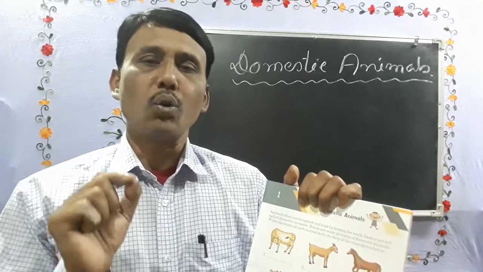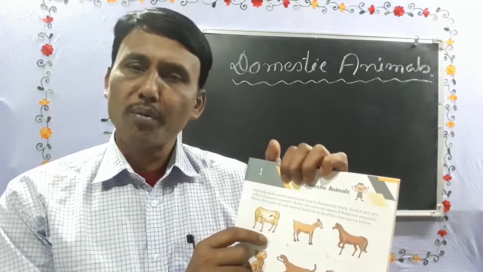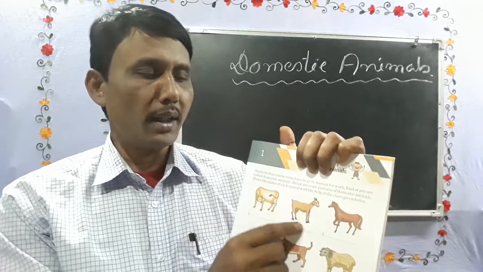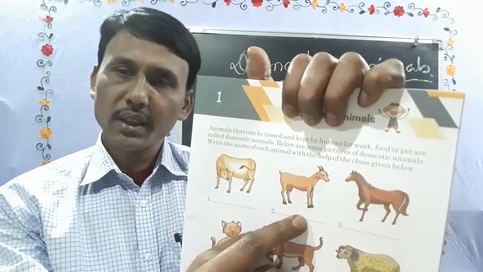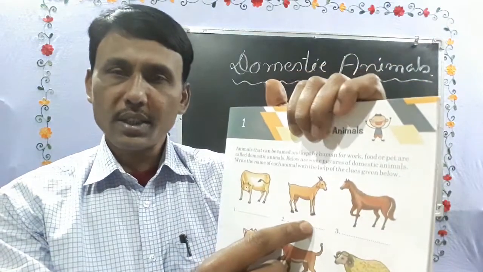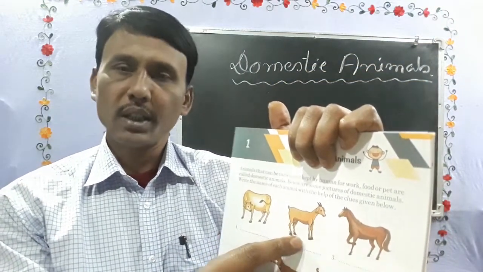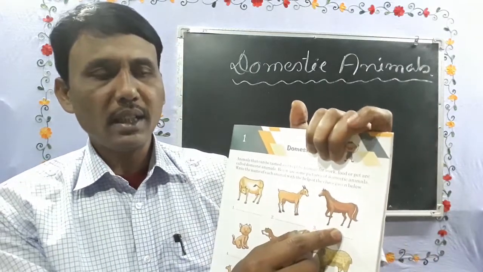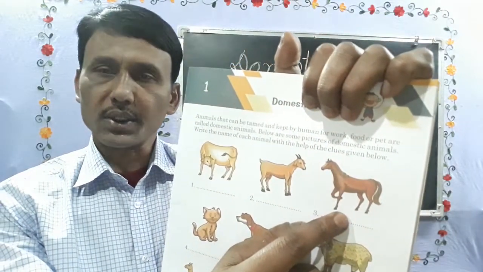Clear? We know that we get milk and meat from the cow. Is it clear? Fine. Next one is the picture of a goat. So we also get milk and meat from the goat. Okay. Next picture. You can see the third picture is the picture of a horse.